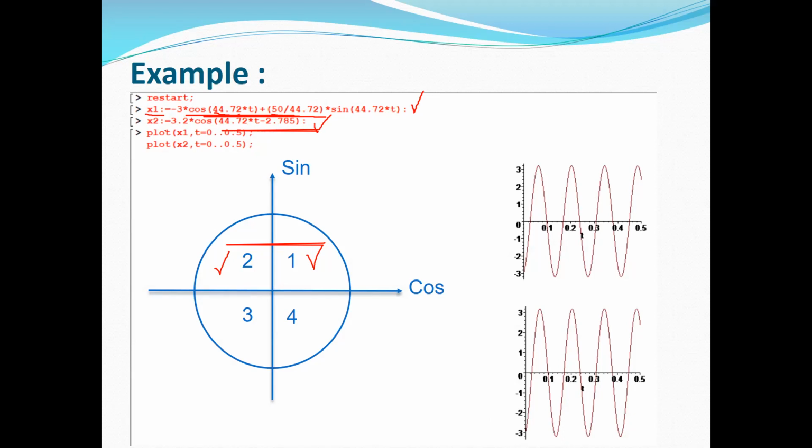phi. If you plot x1 and x2 for a period of time, you can see that the response for both of them here, this is x1 and the second one is x2. If you plot this, you can see the response is the same. So there is no difference between x1 and x2. Both of them are the same response, but in different form and in different combination of harmonics.